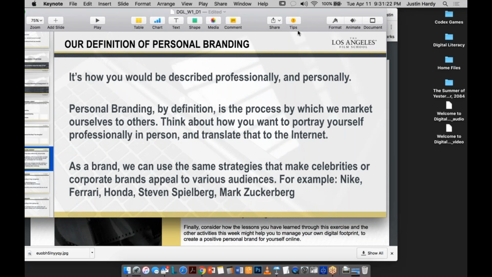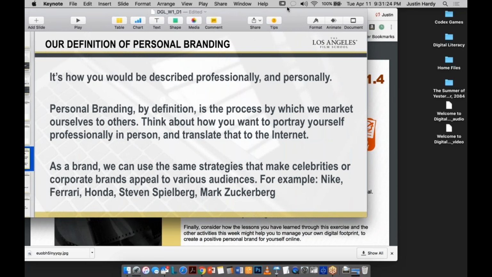Yeah, absolutely. So again, a lot of the points that you guys made are reiterated right here on the slide. It's how you would be described professionally and personally. Personal branding, by definition, is the process by which we market ourselves to others. Todd, yes, it is very similar to the digital footprint. Think about how you want to portray yourself professionally in person and translate that same identity to the internet.